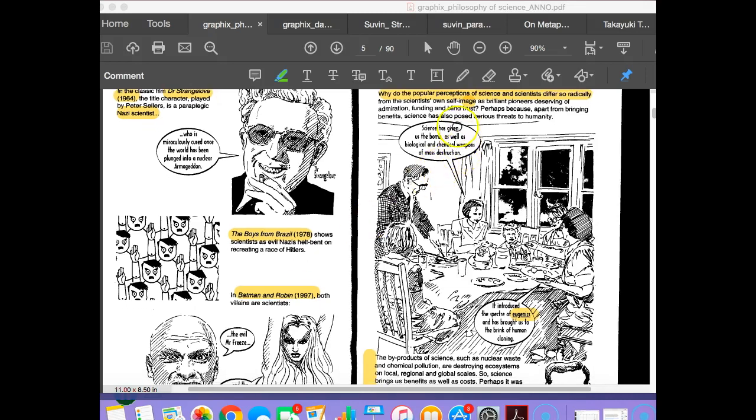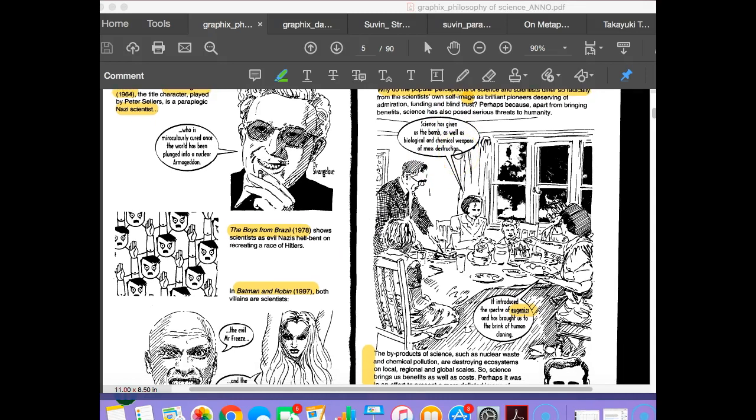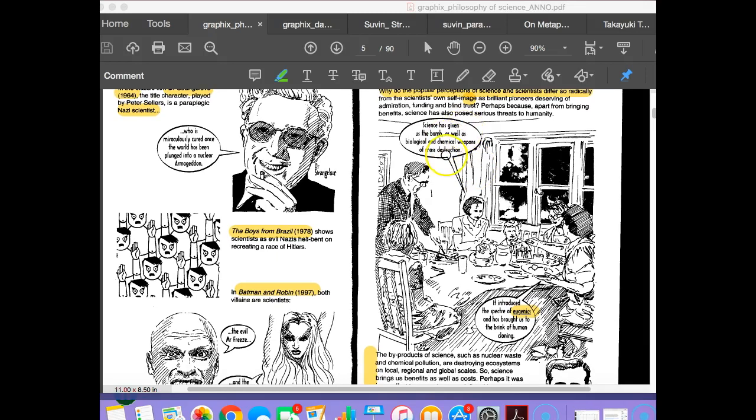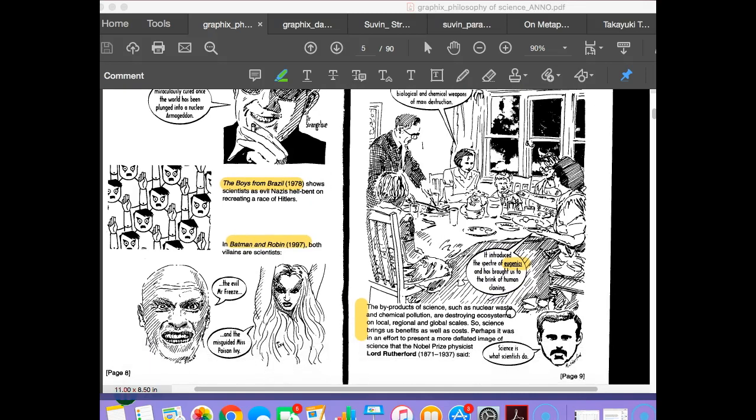And so that's what the writers do here. They ask, well, why is there this popular distrust? And it talks about atomic bombs, chemical weapons, eugenics, right? A lot of the byproducts of science, right, have not been great, even if the science has been great.